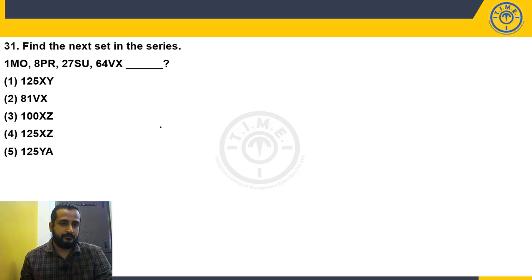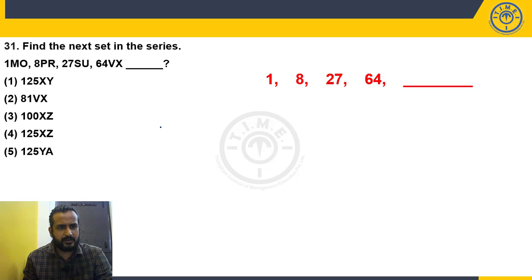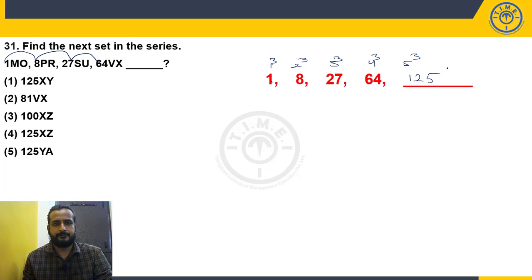Letter series question. You know how to answer the letter series question, right? First element to first element, second to second, third to third, like this. 1, 8, 27, 64: 1 cube, 2 cube, 3 cube, 4 cube, and then 5 cube. 5 cube is 125.